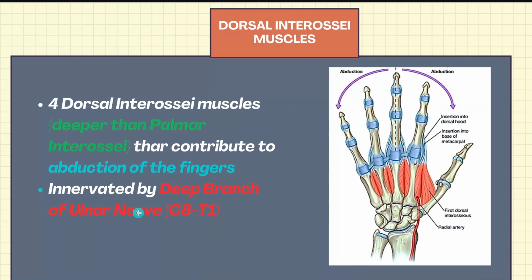Now for the dorsal interosseous muscles, you'll have 4 muscles. And these muscles are going to allow the opposite of palmar, which is the abduction of the fingers. And they're also deeper than the palmar interosseous muscles, and they're innervated by the deep branch of the ulnar nerve.